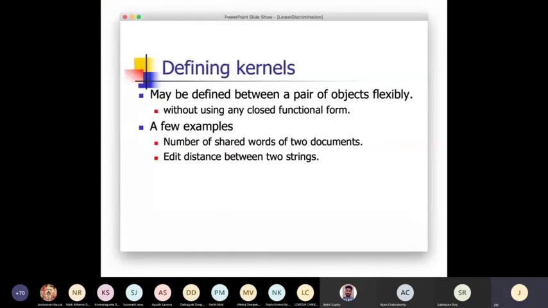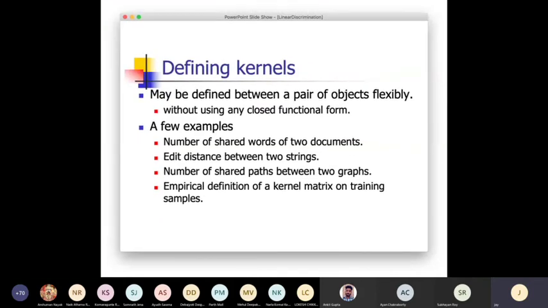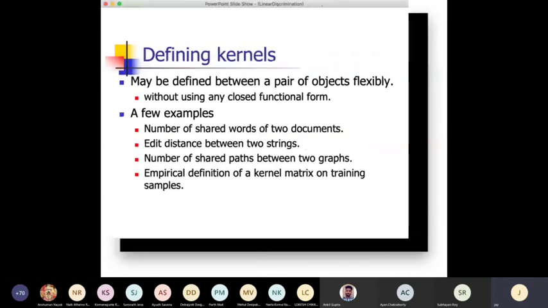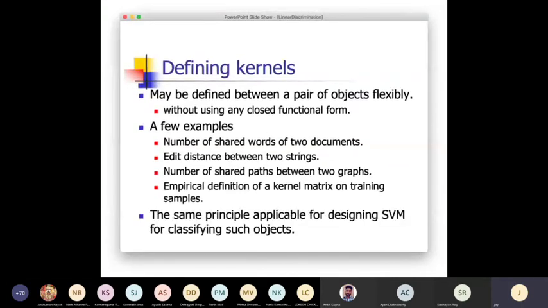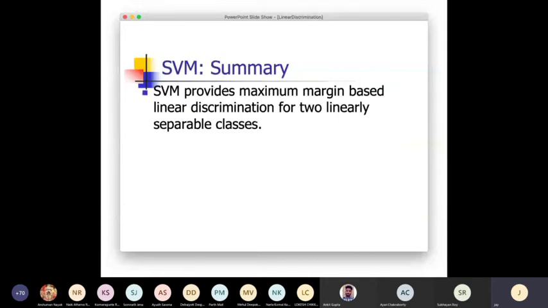It could also be defined notionally, like the number of shared words of two documents, or edit distance between two strings, number of shared paths between two graphs, or an empirical definition of a kernel matrix on a training sample. So the empirical definition is what I was mentioning, that you can have your own kernel matrix, which should be symmetric and positive semi-definite. All these properties are needed; these conversions should satisfy that property. Then you can use it for designing a classifier using this concept of support vector machines using the kernel functions.